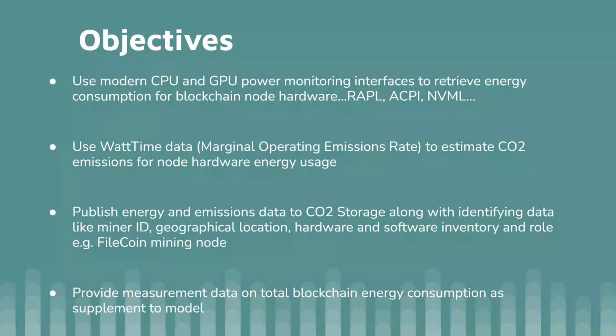And we retrieve the real-time data, which gives us the ability to estimate CO2 emissions for node hardware energy usage, and we publish this data to CO2 storage together with identifying information like miner ID, geographical location, and the hardware and software inventory. And this allows us to have measurement data on how much energy and emissions these blockchain nodes are using, and to be able to provide this data as a supplement to what Filecoin currently has as the model estimates.